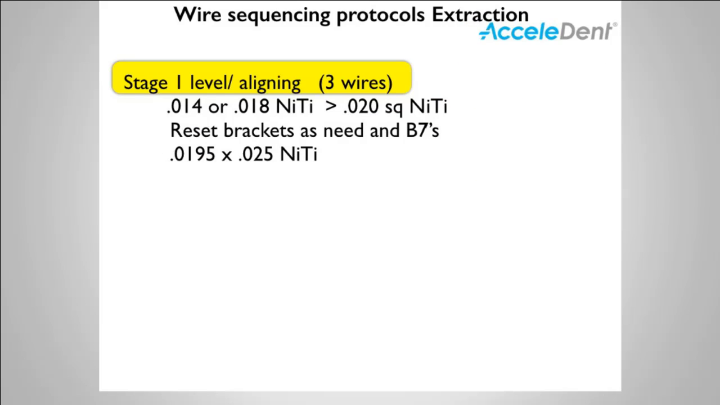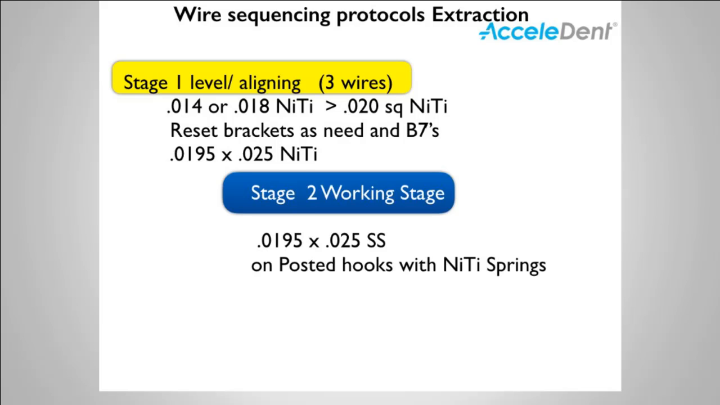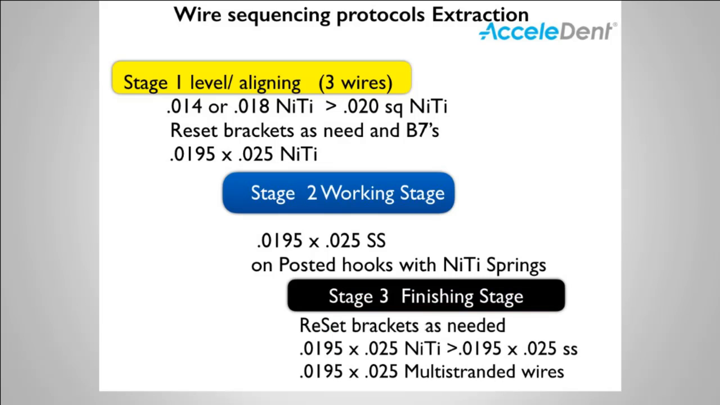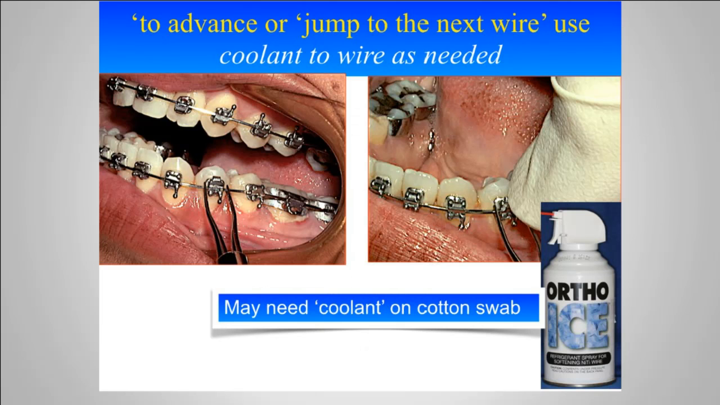Reviewing the wire sequence one more time, we start out with the biggest nickel titanium wire possible, getting to that 19 by 25 NiTi, getting to the working stage using posted hooks with NiTi springs, and resetting brackets, biggest nickel titanium wire possible, and then into the stainless steel wire as needed.